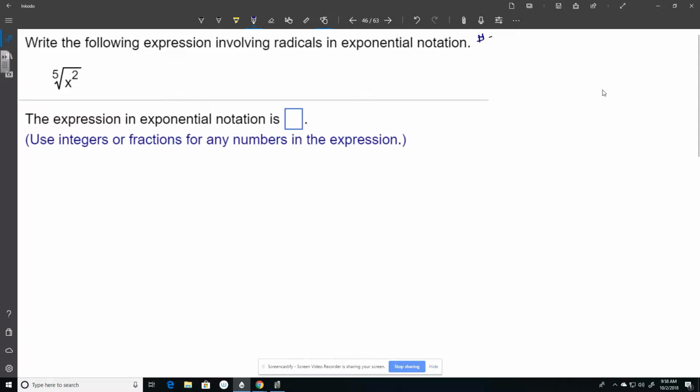Number 3. Write the following expression involving radicals in exponential notation. So it gives it to us in radical form, and it wants us to change it into exponential form, meaning there's going to be an exponent. The way that we do that is this 5 up here, that little 5 in the root, that means the 5th root, becomes the bottom of our fraction. So this just becomes x, and it's still raised to the 2nd power, but underneath the 2, we put the 5. So it's x raised to the 2/5 power. That little 5 on the outside goes on the bottom of the fraction. The squared stays on top. So it'd be x raised to the 2/5.